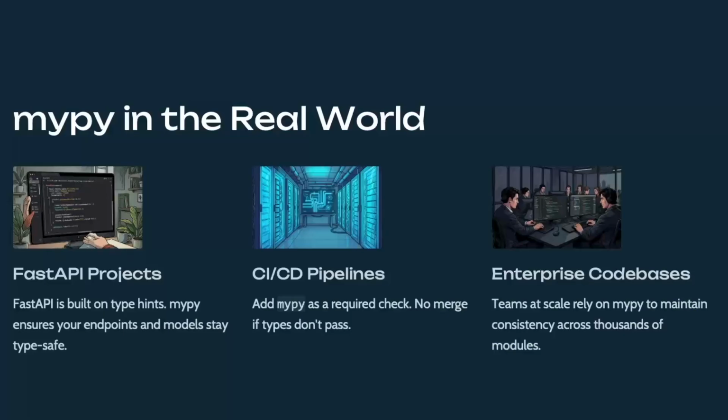Alright, where is MyPy actually used? The answer is almost everywhere in modern Python development. FastAPI is heavily built around type hints. MyPy helps ensure request handlers and models are used correctly. Large backend applications rely on MyPy to maintain consistency between hundreds of modules. Many teams add MyPy to their automated checks in CI/CD pipelines. A pull request or PR cannot be merged unless MyPy passes successfully. When dozens or hundreds of developers work on the same system, static analysis becomes incredibly valuable. It catches mistakes long before they reach production.